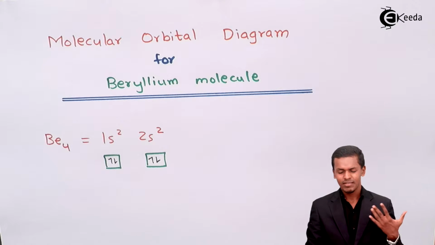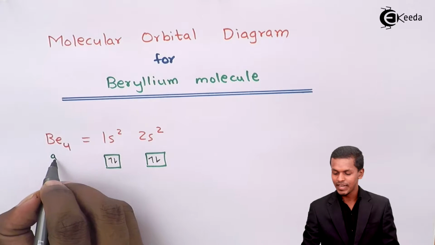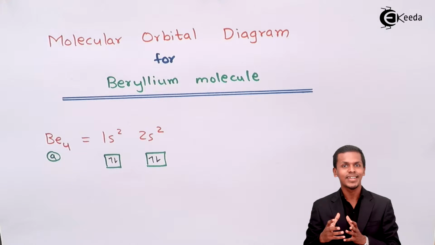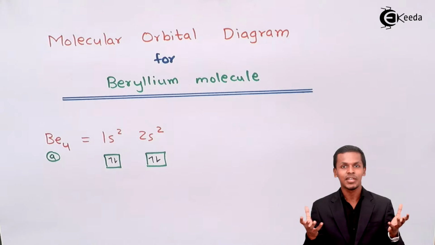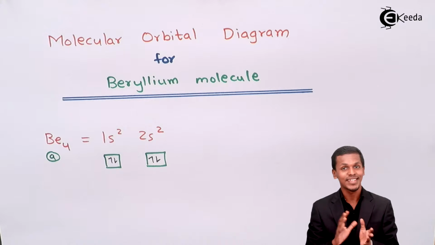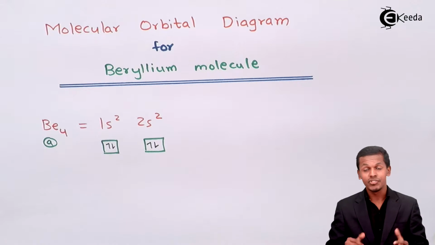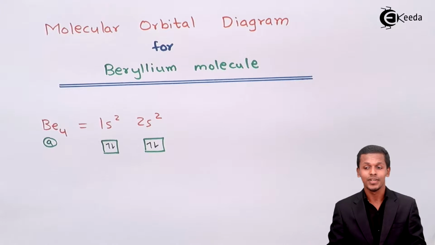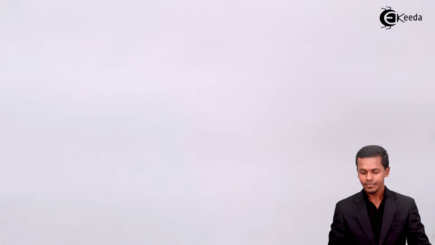Let me call this beryllium A. Now we are going to compare that with beryllium B, and we will combine the two and see how the molecule will form or not. That is what we are going to study in this case. So now let us represent the energy diagram of the molecular orbitals.